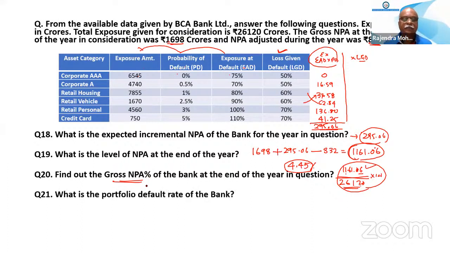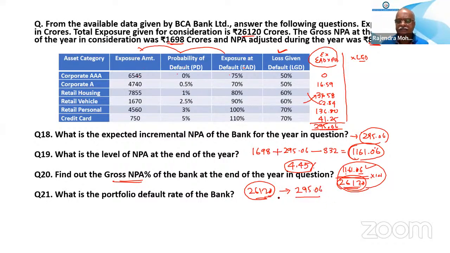What is the portfolio default rate of the bank? Portfolio default rate means out of the total portfolio the bank is having, how much is becoming NPA, that percentage. Total portfolio is the total advance, 26,120. Of this amount, the default rate for this year means how much is turning to NPA this year, which we have calculated as 295.06.